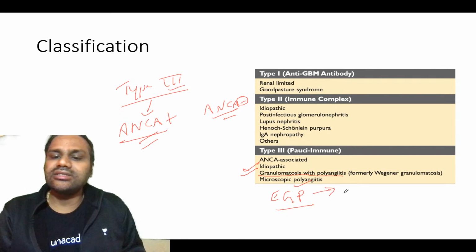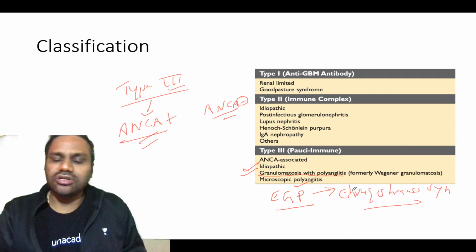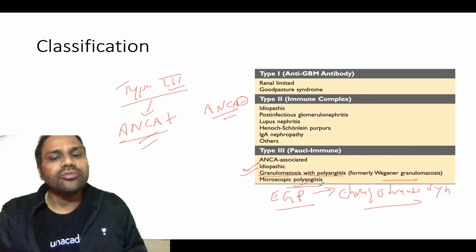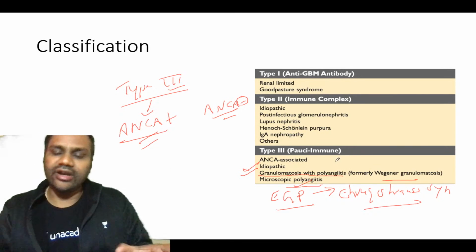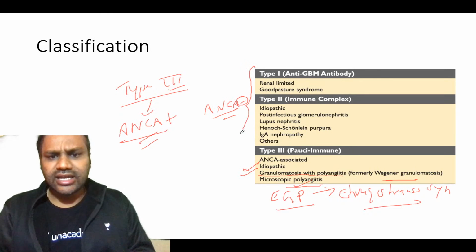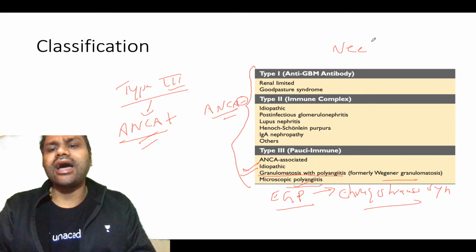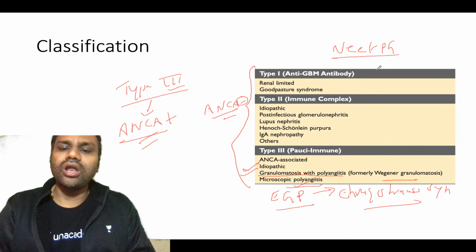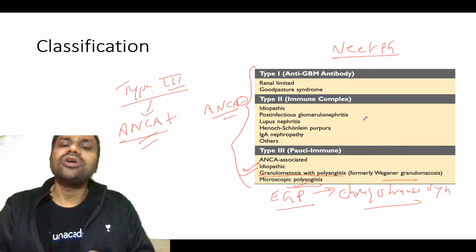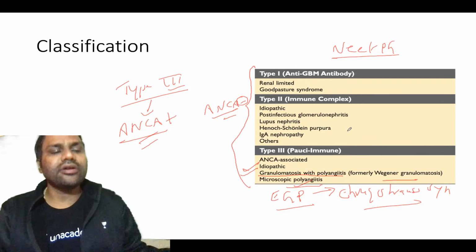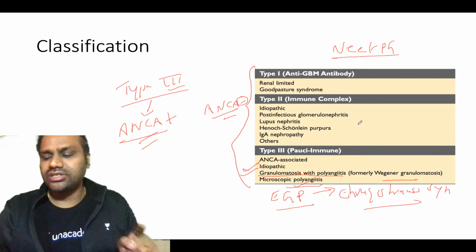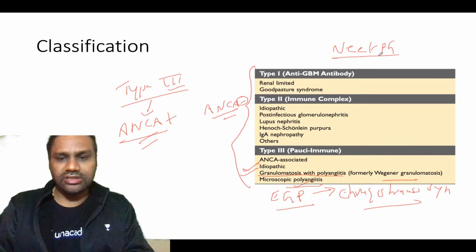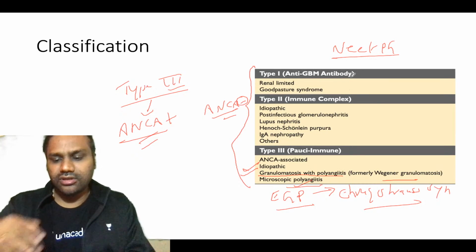This is Churg-Strauss syndrome, Wegener's granulomatosis or microscopic polyangiitis. These are associated with pauci-immune glomerulonephritis. This classification is again very necessary, because in NEET PG a direct question can be asked, such as which of the following is ANCA positive pauci-immune glomerulonephritis, or which of the following is not included in ANCA positive pauci-immune glomerulonephritis. This question can be asked in your exam, so you need to know it.